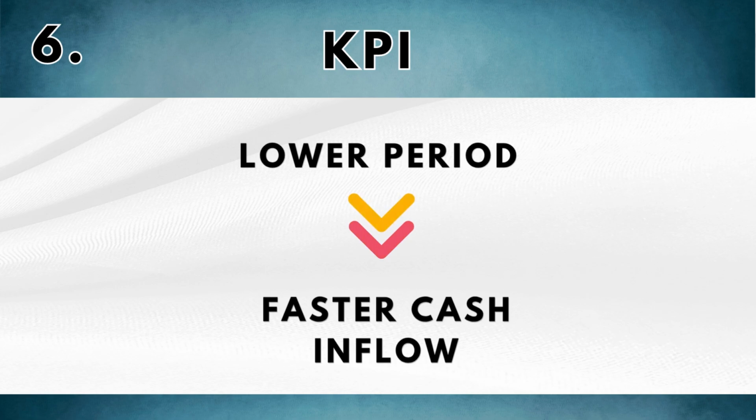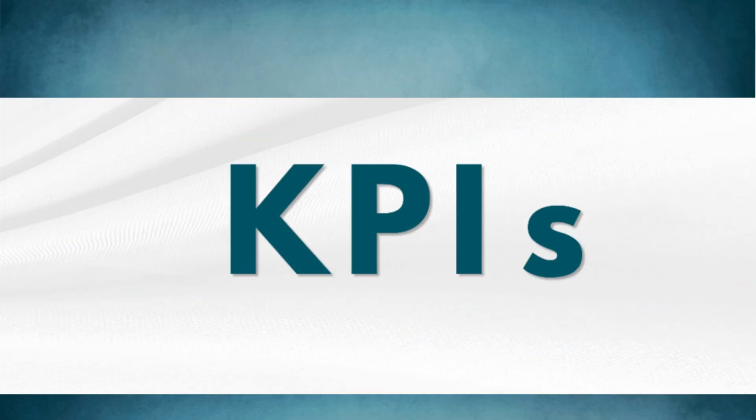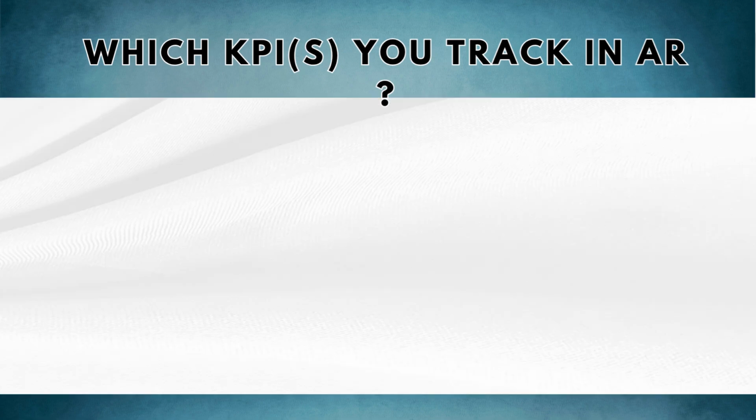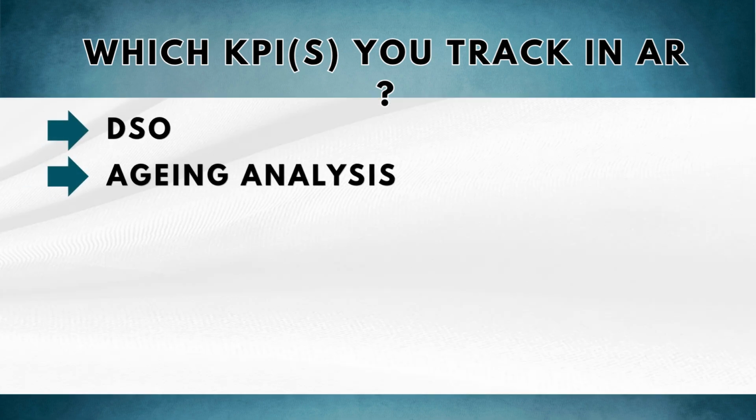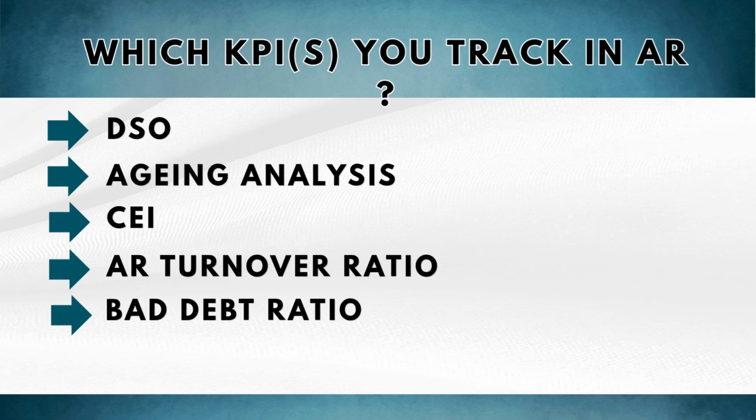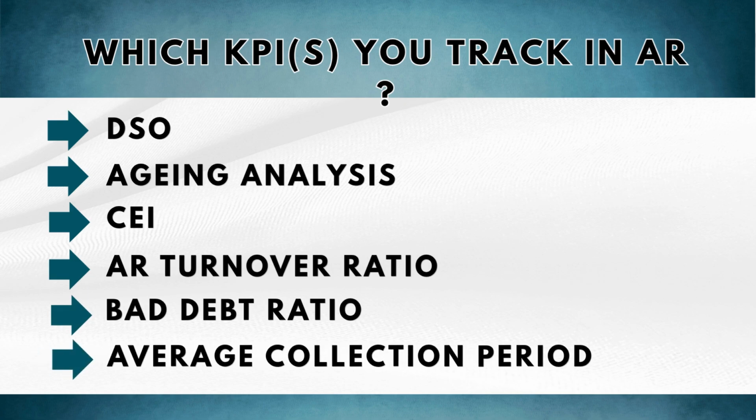We have just now gone through the basic KPIs that any company should monitor. When you are in an interview, the interviewer might ask you questions like, which KPIs do you track in AR? You can confidently say, I track KPIs like DSO, aging analysis, CEI, AR turnover ratio, bad debt ratio, and average collection period to monitor collection efficiency and cash flow. If you are able to explain all the KPIs that you are managing in your organization, the interviewer will definitely have a good impression about you.